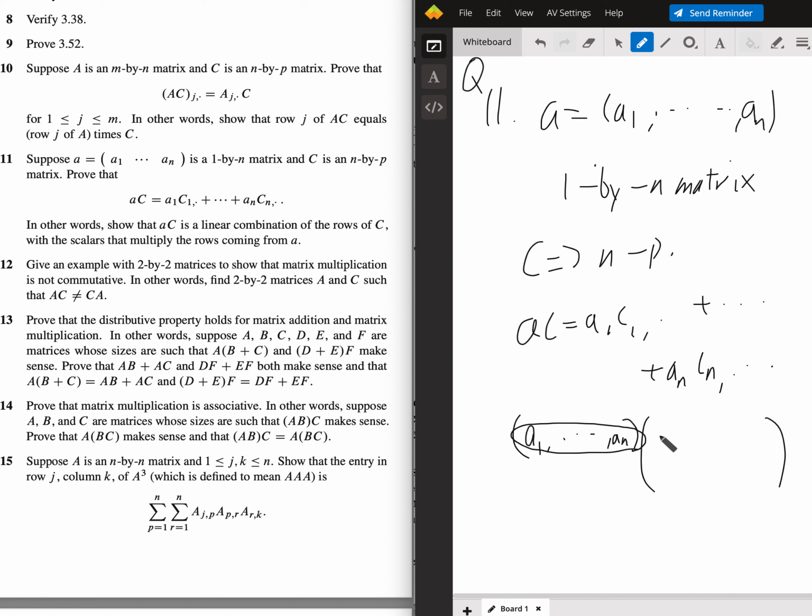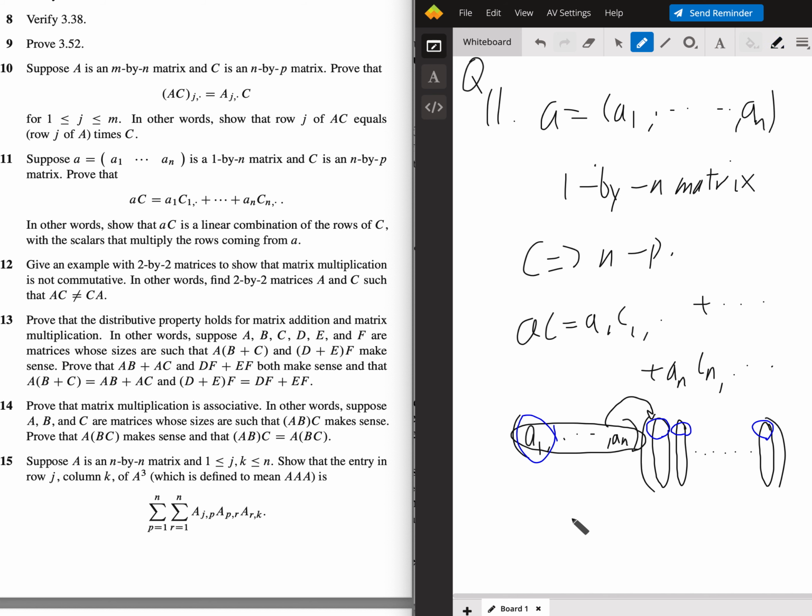So when you multiply this vector A by the matrix C, you're going to take a dot product with the first column of C, and then a dot product with the second column, and so on, until you dot product it with all the columns of C, right? And then you take the first element of A and multiply it with the first element of the first column, and then the second, and so on.